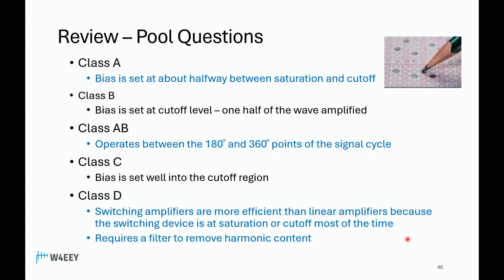So this is a review to summarize everything that we've talked about and draw our focus back to the pool questions. So for class A, bias is set about halfway between saturation and cutoff. Class B, bias is set at cutoff. Only 1/2 of the incoming waveform is amplified. Class AB operates between 180 degrees and 360 degree points of the signal cycle, usually just slightly over 180, but this is the way the pool reads. Class C, bias is set well into the cutoff region. And then Class D, 2 pool questions here.